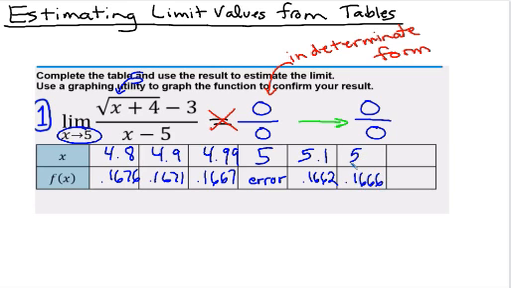0.1666 repeating. That was 5.01. So I think it is safe to say that from the table we can conclude that the limit as x approaches 5.